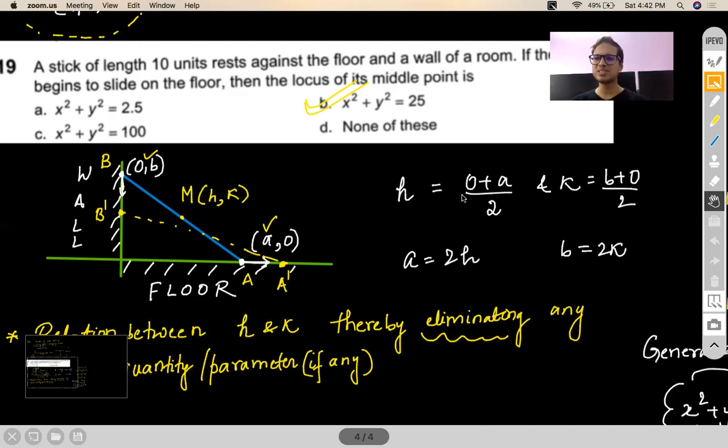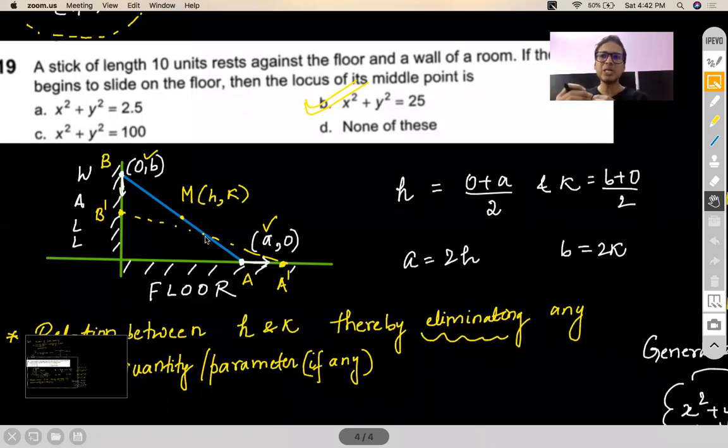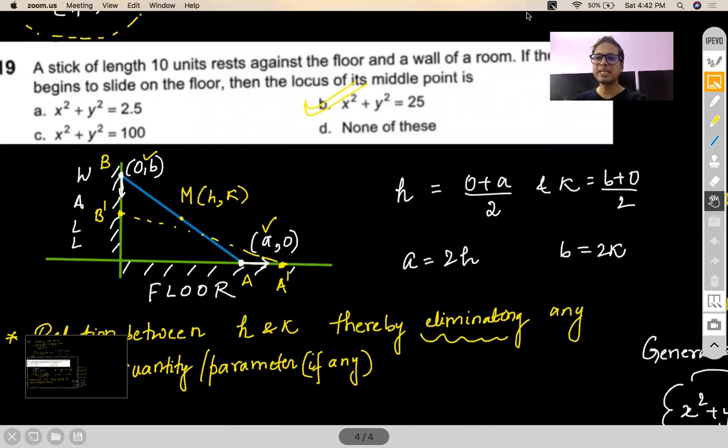For example, here I assumed the coordinates of point A and point B, as you can see on the screen. You may also assume this angle. I'll solve it in another way also. Fine, you have assumed certain things to solve it. Now get a relationship between h and k, and while you are doing it, eliminate any kind of assumed things in the question. I don't want any assumed things in the answer. After you have struck a relation between h and k, replace h with x, replace k with y, period. Your job is done.